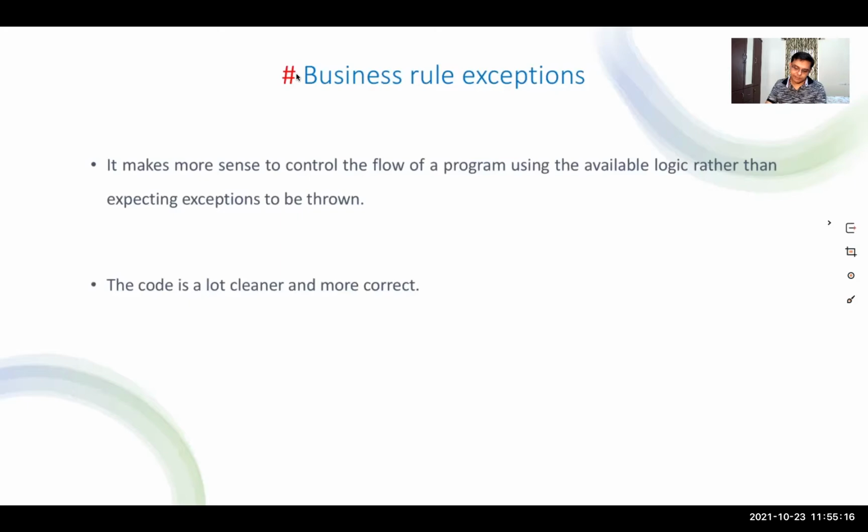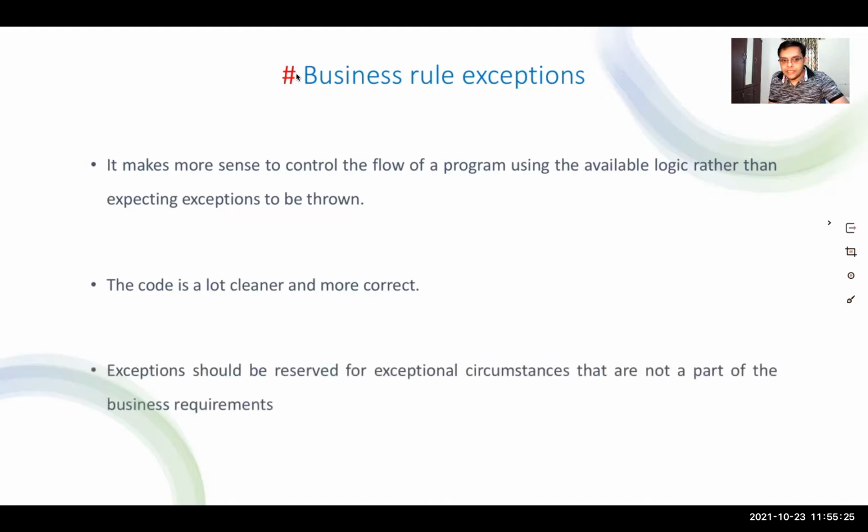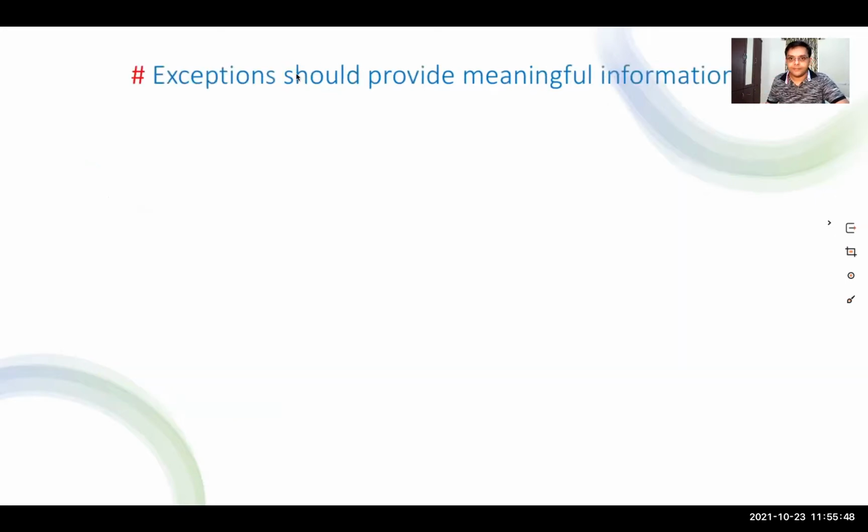Basically, it makes more sense to control the flow using the available logic rather than expecting exceptions to do it. We'll come into these details. Exceptions should be reserved for exceptional circumstances only. Exceptions are not part of business requirements. For business requirements, we can route a lot of business rules and business validations, but exceptions are exceptions. Treat them as exceptions only. If you treat them like that, the code is a lot cleaner.